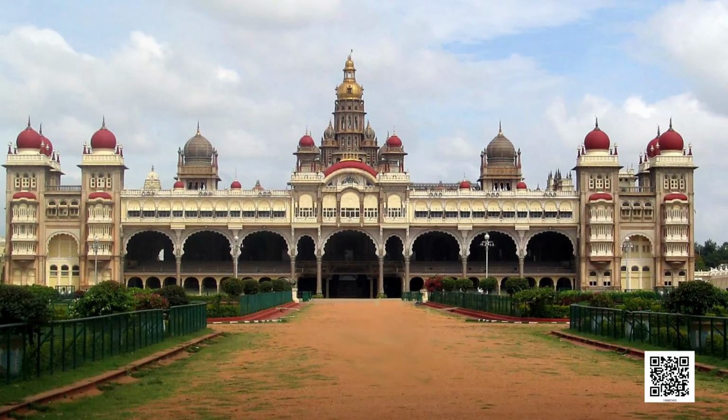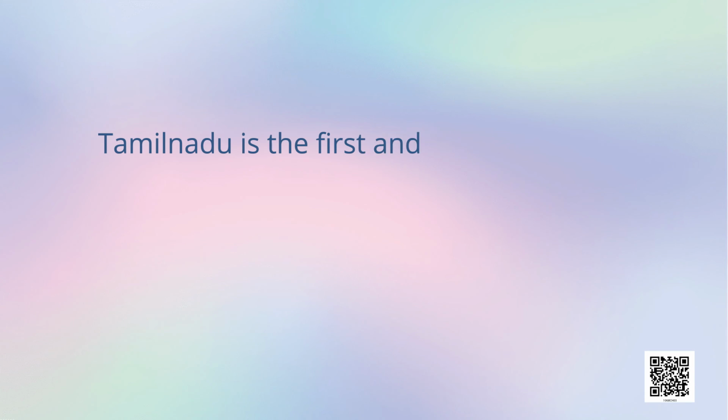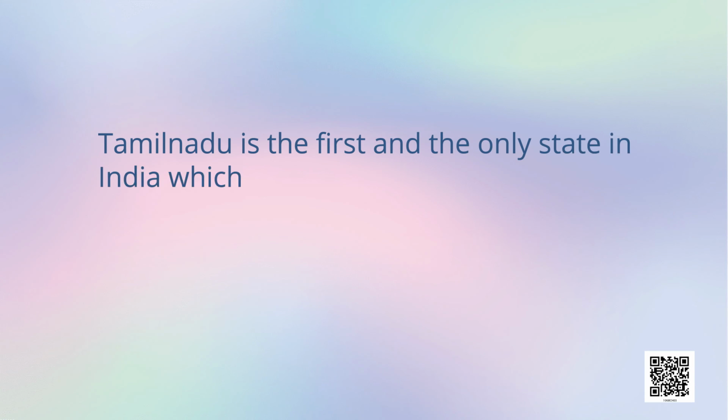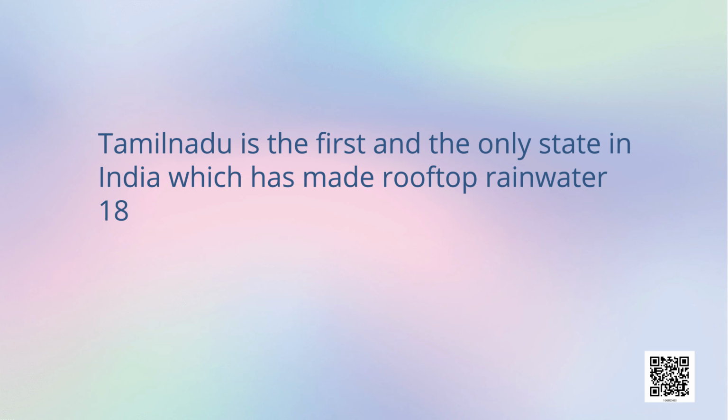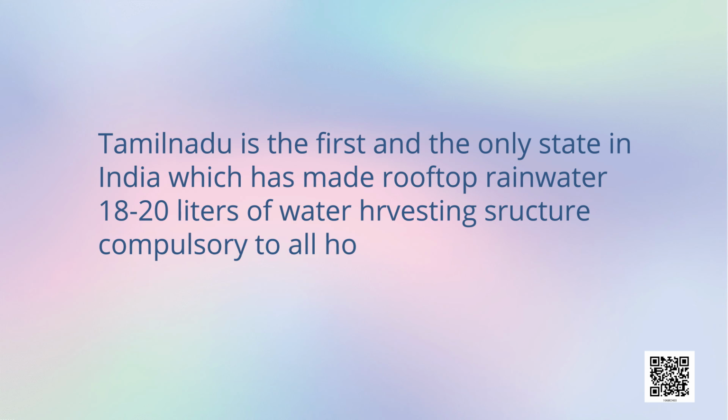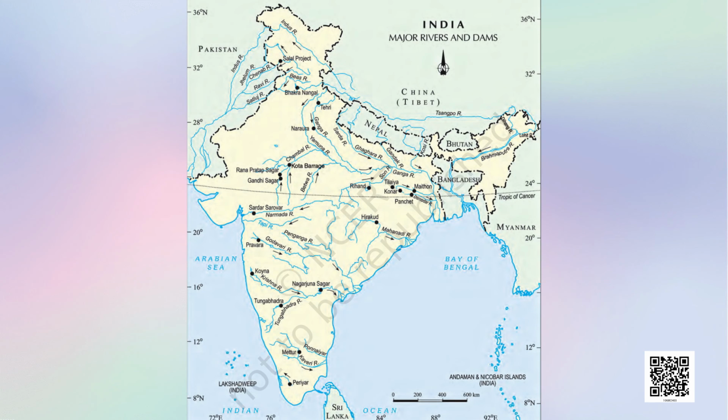Today, the rooftop rainwater harvesting system is successfully adopted in Gendathur, a village of Mysore, Karnataka. Tamil Nadu is the first and the only state in India which has made rooftop rainwater harvesting structure compulsory to all the houses across the state. So students, here we discuss India's multipurpose projects and dams.